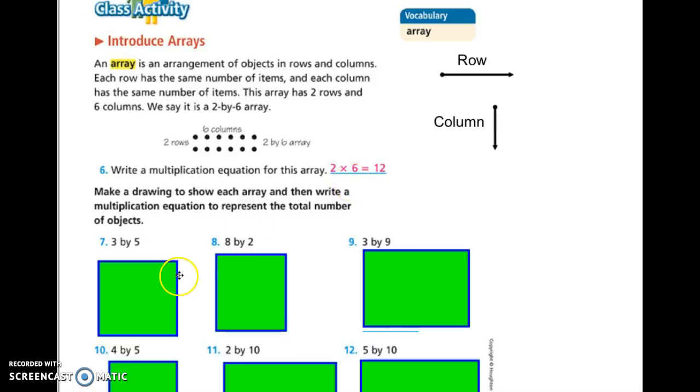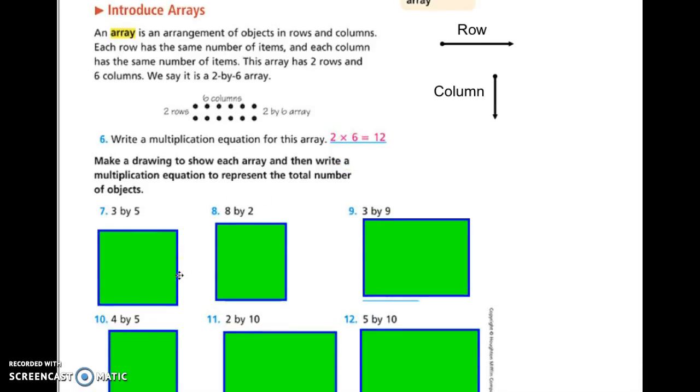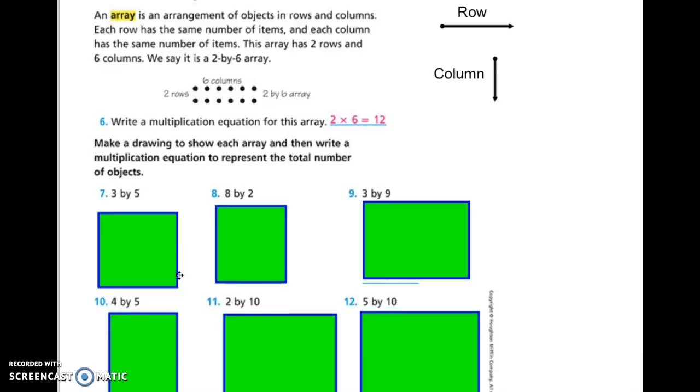All right? So it says make a drawing to show each array and then write a multiplication equation to represent the total number of objects. So I want you to take out a sheet of paper and I want you to write these on a sheet of paper with me. And I want you to practice drawing the array. And again, remember, the array is just the way of showing it. It's these nice little dots, basically. So we'll do the first one together here, and then I'll have you try them.